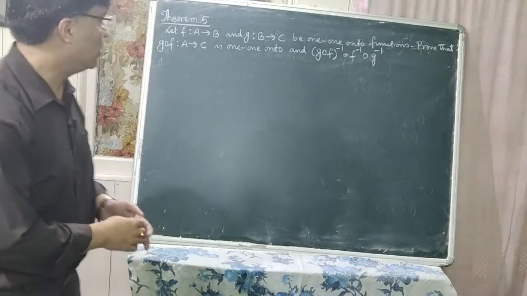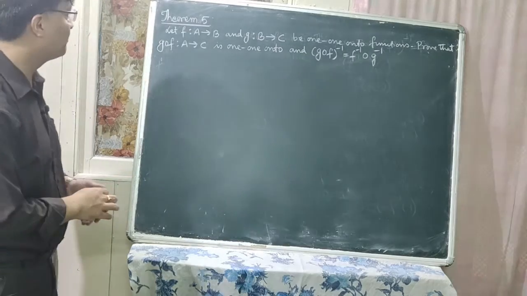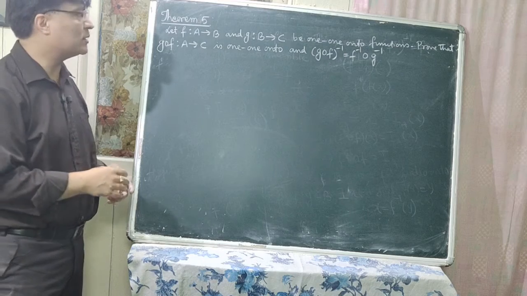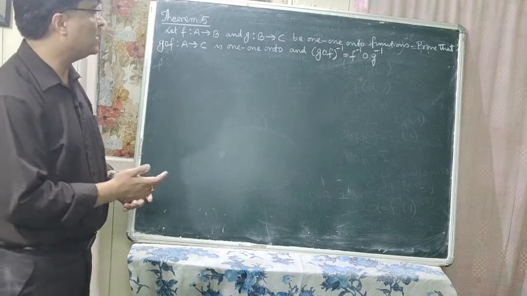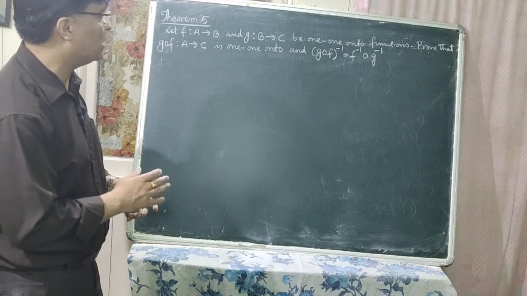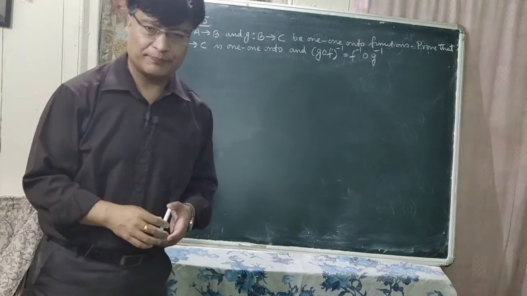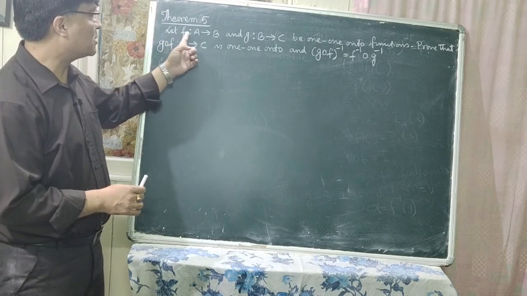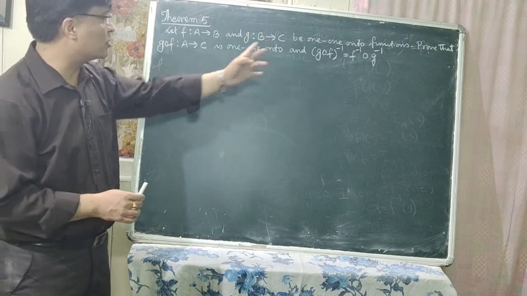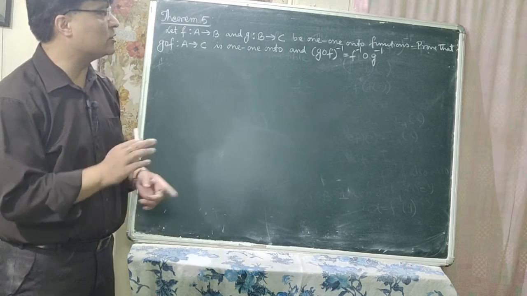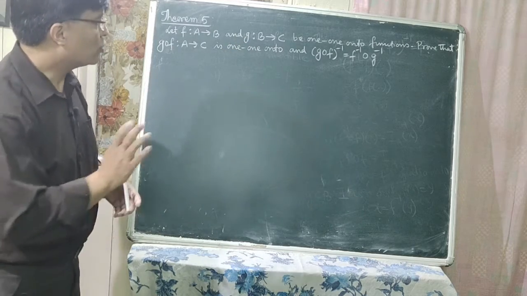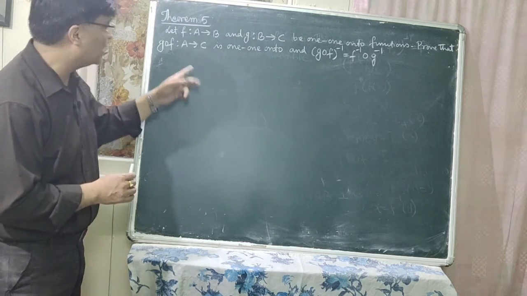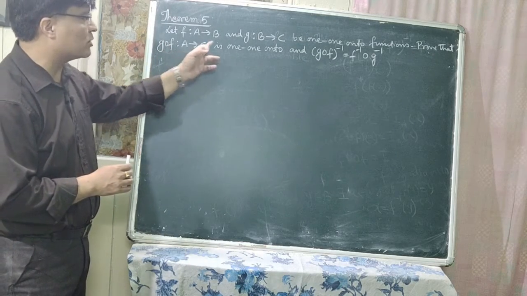So now we'll do the next theorem, that is theorem number 5. Theorem number 5 is: let the function f from A to B and the function g from B to C be one-one onto functions. So both these functions are one-one onto functions, that is f from A to B is a one-one onto function and also g from B to C is a one-one onto function. So you have to prove that g of f, that is the composition of these two functions f and g, that is g of f from A to C, is also a one-one onto function.